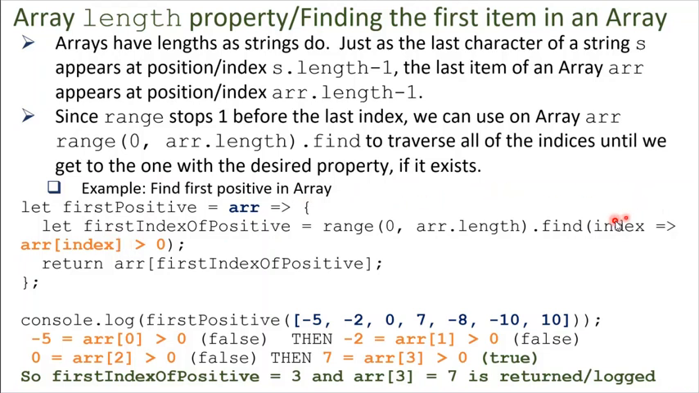But outside of this function, index won't be defined. So if you put index here, you would get an error, right? First index of positive would be what you wanted here. It's the 3, right?